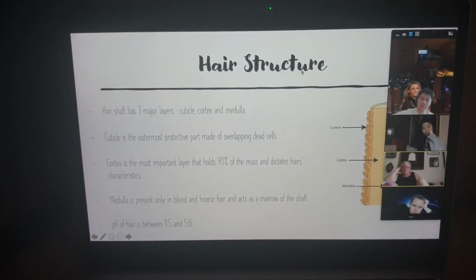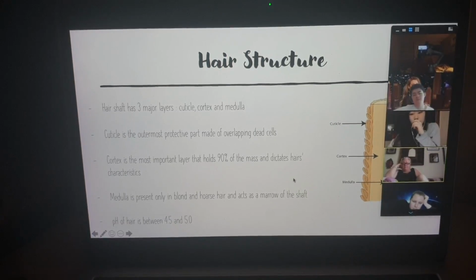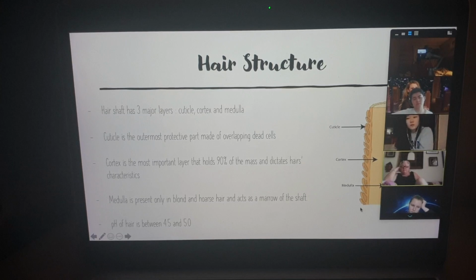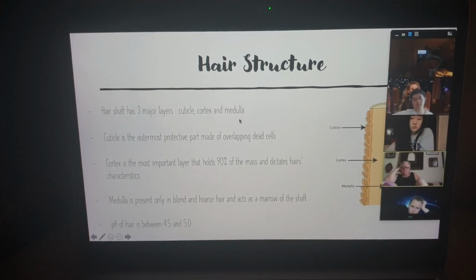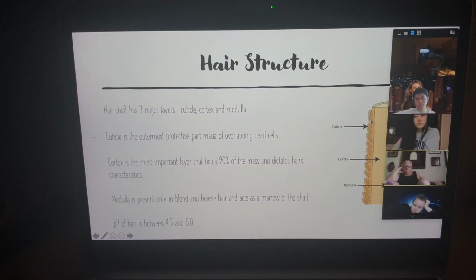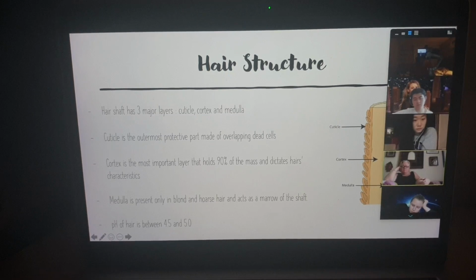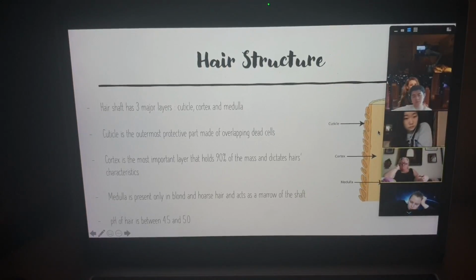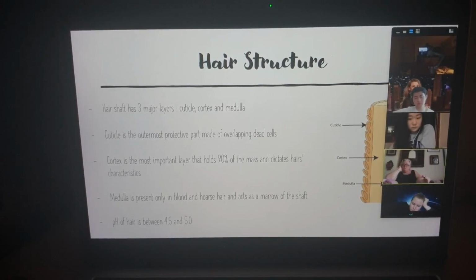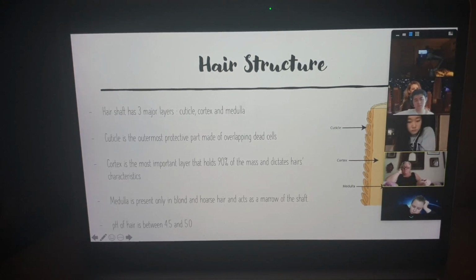Okay, so first of all, we need to talk about the hair structure to understand how relaxers affect it. The hair shaft has three major layers: the cuticle on the outermost, the cortex on the inside, and the medulla in the inside. The cuticle is the protective part made out of overlapping dead cells. The cortex is the main part that holds 90% of the weight, and it affects characteristics of the hair like elasticity, color, and so on. The medulla is the marrow of the shaft, but it doesn't really do anything.